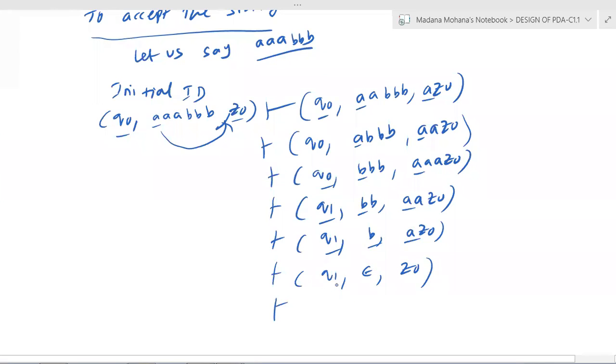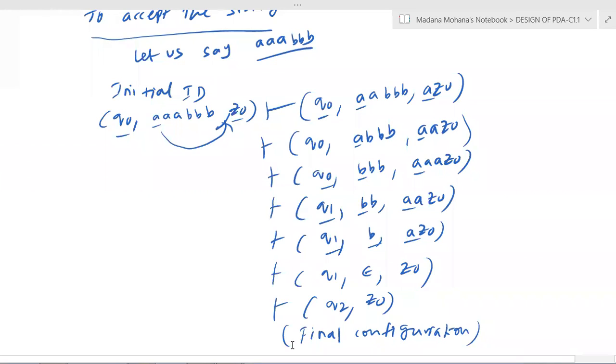Now the last transition, Q1 epsilon Z0 equal to Q2 Z0, it is going to the final state. Now the stack remains the same. Now here you can see this is called the final configuration. So what does the final configuration contain?